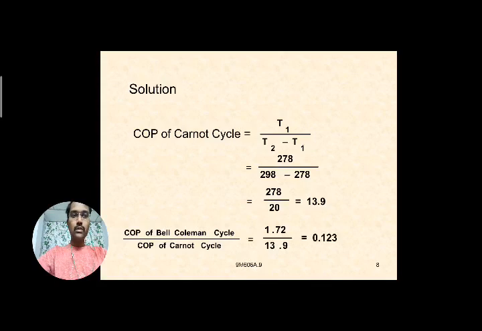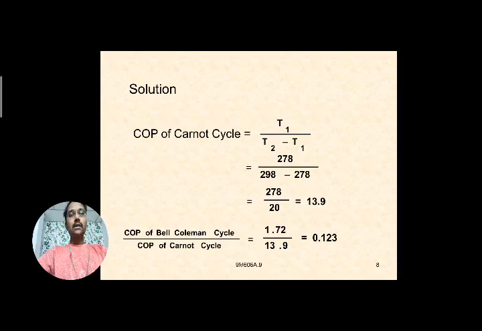If you take the ratio between the two cycles, the Bell-Coleman cycle and the Carnot cycle, the value is equal to 0.123. When comparing both cycles, the COP of the Bell-Coleman cycle, 1.72, is very low, and the COP of the Carnot cycle is 13.9. When you take the ratio of the Bell-Coleman cycle compared with the Carnot cycle, the value you are getting is 0.123. So this is the problem regarding that.